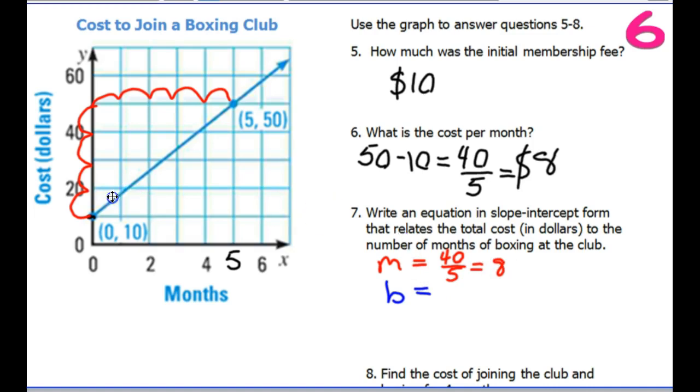Then our B is where our line crosses the y-axis. Well, we figured out that it crosses it at 10. So our B is 10. So then if we were writing an equation in y equals mx plus b, we have y equals our m, which we found was 8, x, plus our b, and our b is 10. So y equals 8x plus 10.